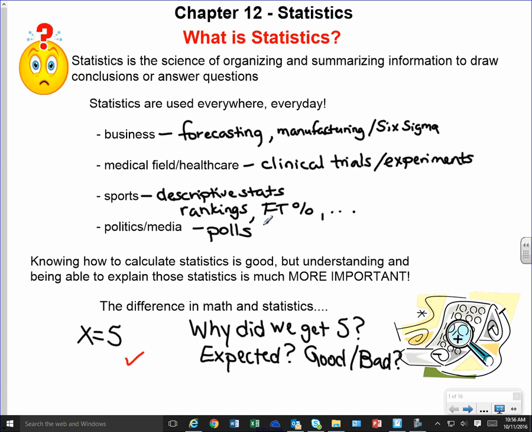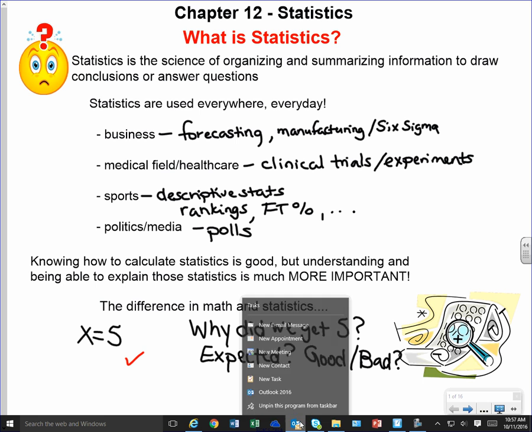You want to start critically thinking about, does that make sense? How did they get the poll? Who was asked these questions? What kind of questions did they ask? And then decide from there if you think the number makes sense or not. So knowing how to calculate stats is good, but understanding and being able to explain those statistics is much more important.